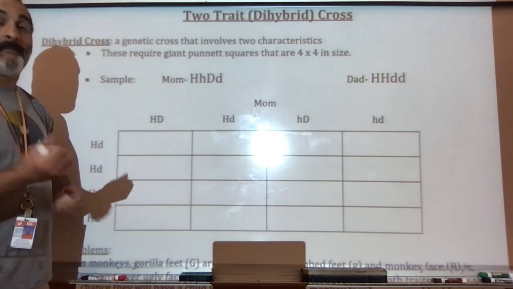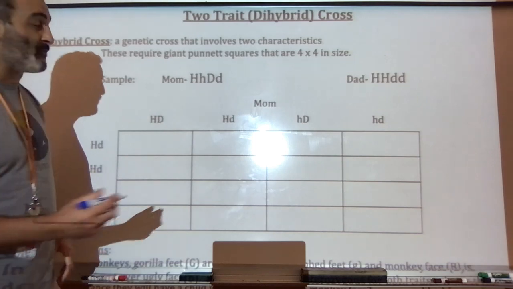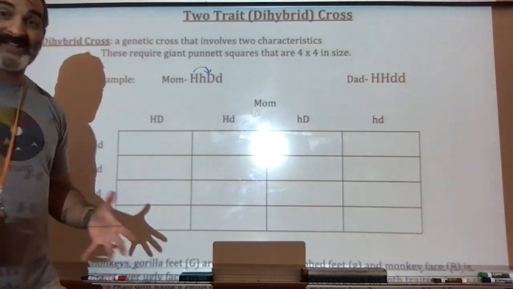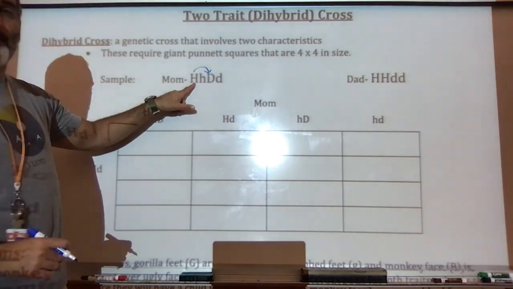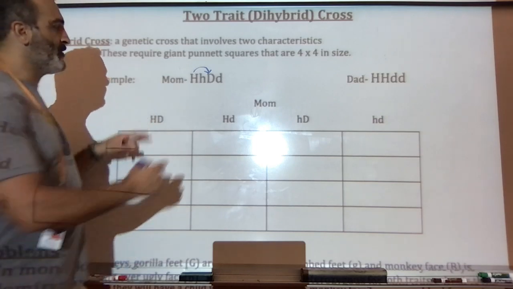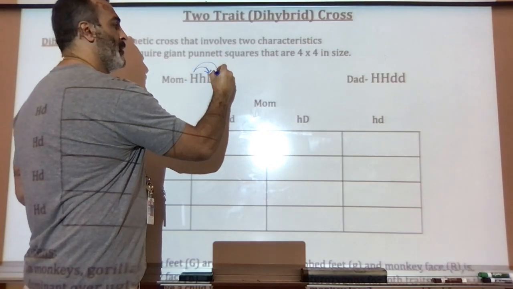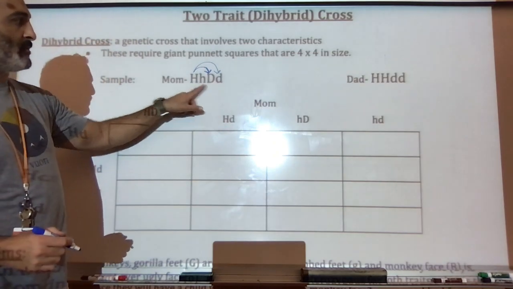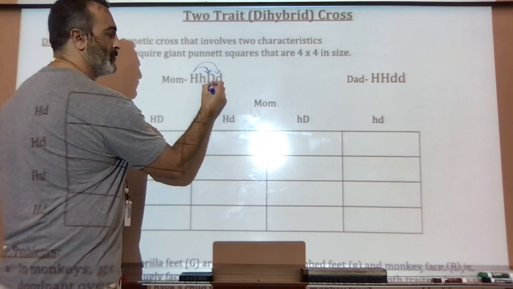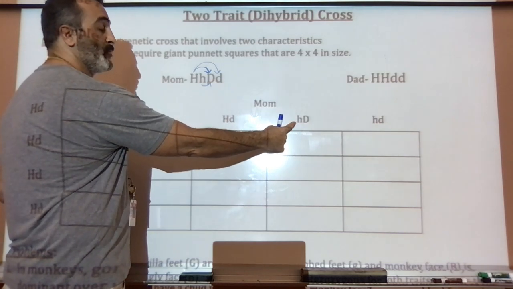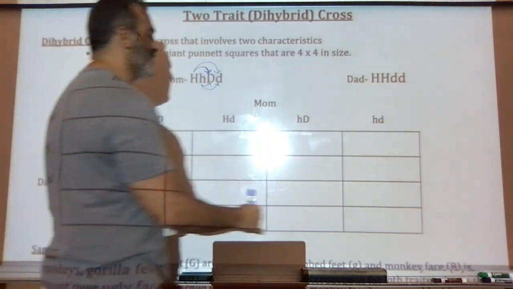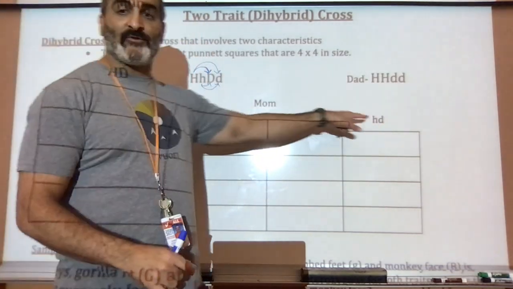So let's start with mom. I'm going to draw arrows in to show you where things came from. And it's a good idea to do that because it prevents mistakes. So see this first one, uppercase H, uppercase D, right there. Okay, the second option, uppercase H, lowercase d, right there. The third option, lowercase h, uppercase d, and finally, lowercase h, lowercase d. That is where those letters came from.